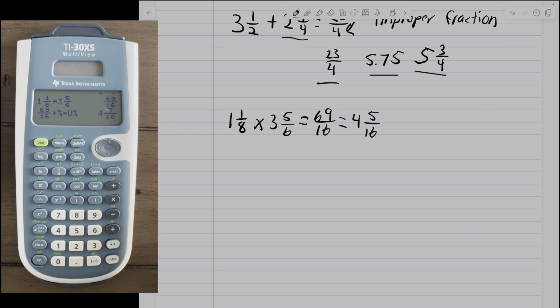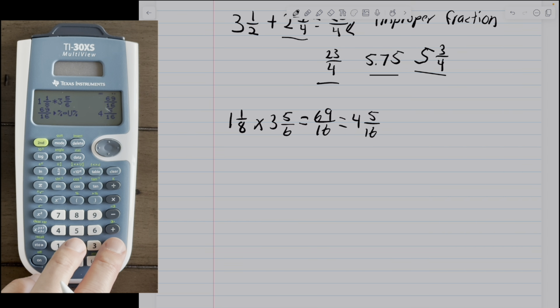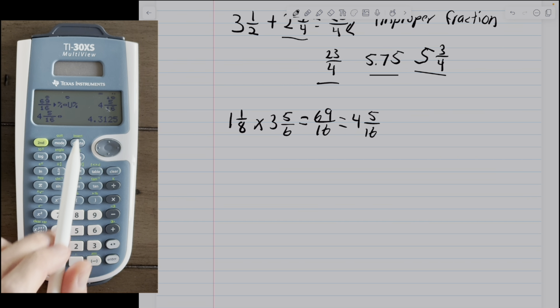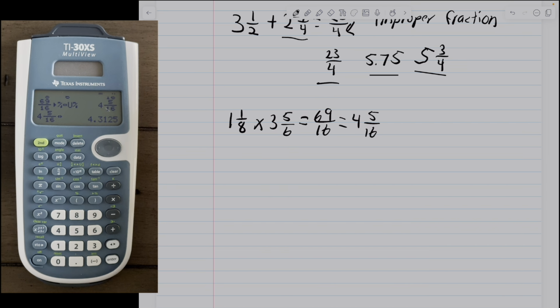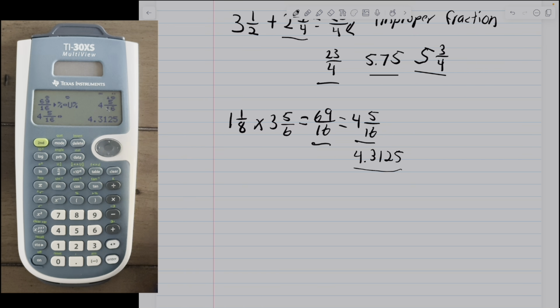That's how you do it. If you want to see it as a decimal, you can click the toggle button. 4.3125. So any of those are correct. Okay, this is a correct answer, this is a correct answer, this is a correct answer. They all three work. You just have to look at the test and see which one they are giving you.